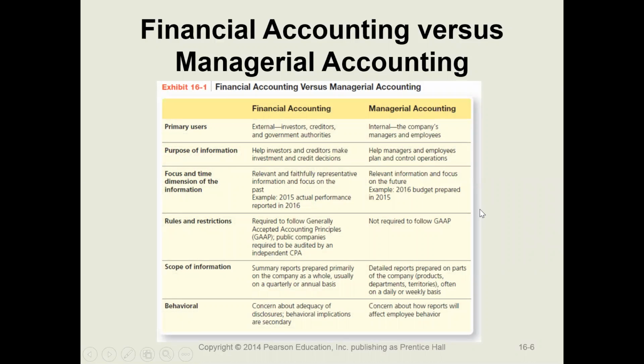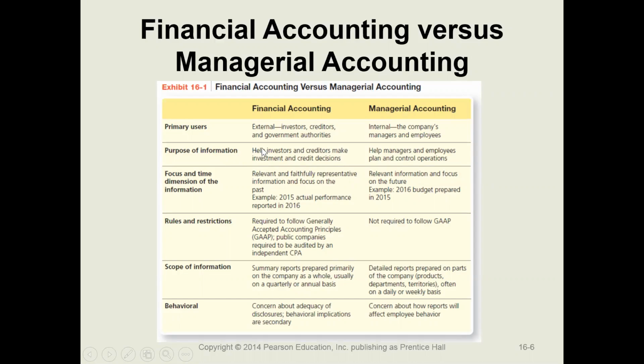Here's a little chart on the differences between financial accounting and managerial accounting. I believe this chart is in your textbook, so even though it's hard to read here, let me go through it quickly and you can look at the details in your textbook. The primary users of financial accounting are external users, creditors, investors, government authorities, so people outside the company. Managerial accounting, on the other hand, is mainly geared toward internal users, so people within the company, managers and employees.